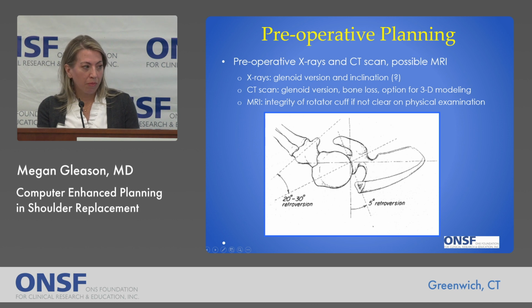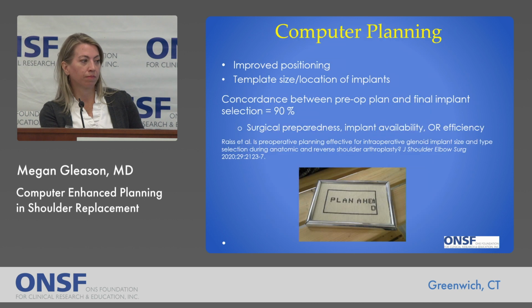So in terms of preoperative planning, we always have x-rays, and in most situations we'll get a CT scan as well, and that gives us more of a three-dimensional sense of the shoulder. In some situations, patients will also get an MRI if we're wondering about the integrity of their rotator cuff. And what we're looking at is the shape of the bones and what we refer to as version, and we'll talk about that a little bit, but that's really important to our preoperative planning.